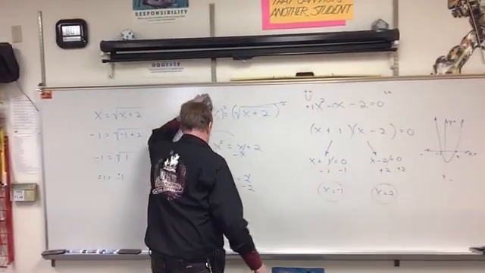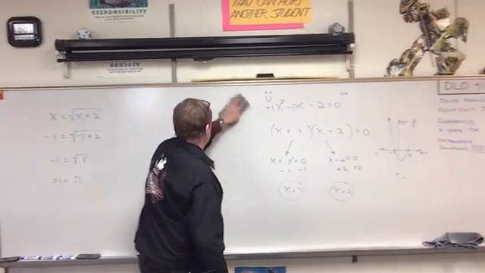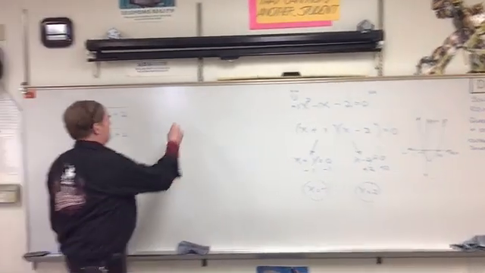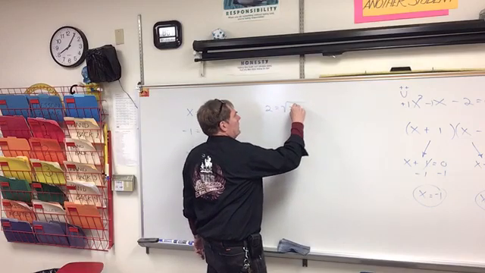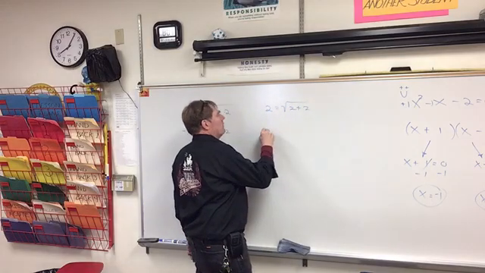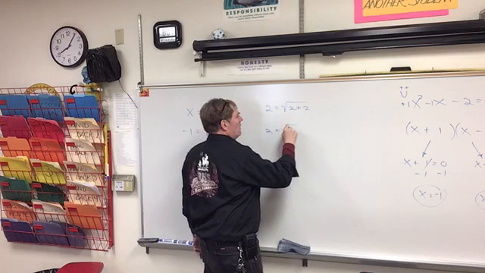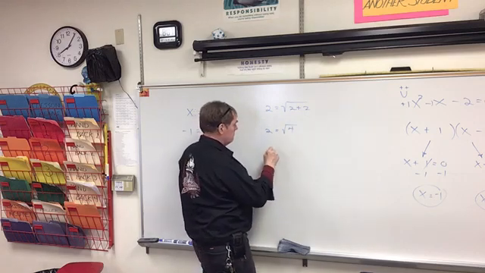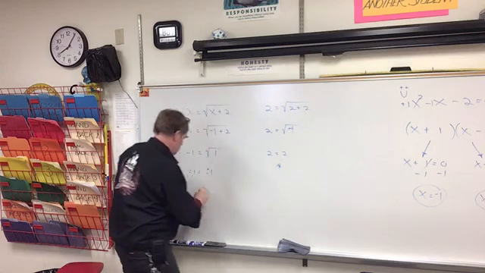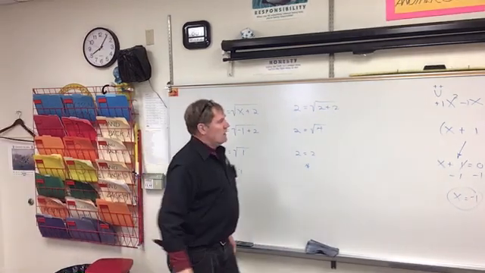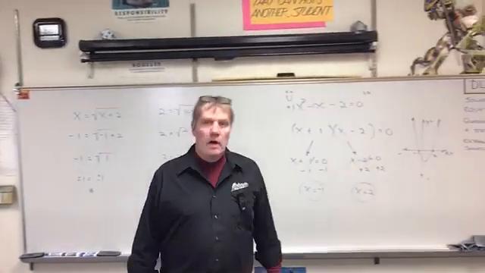What about the other solution? Let's try that one now. What about 2? 2 equals the square root of 2 plus 2. Okay, so 2 equals the square root of 4. And the square root of 4 is 2. 2 equals 2. They both work. Cool. Ta-da. All right.